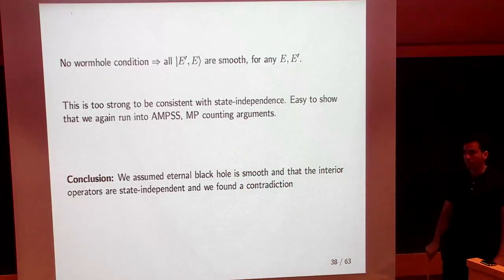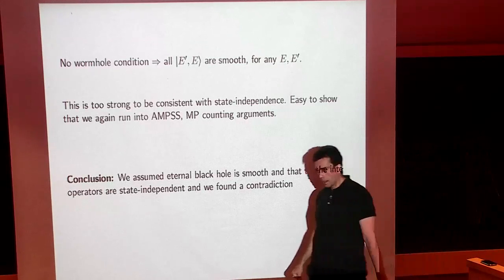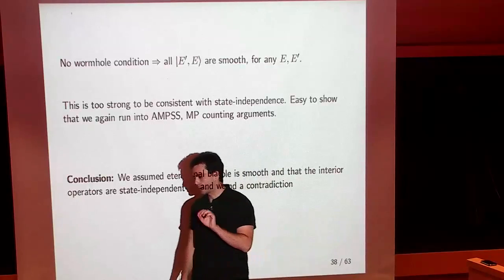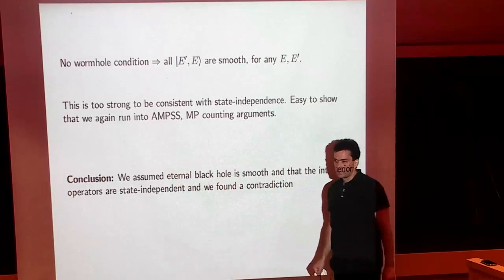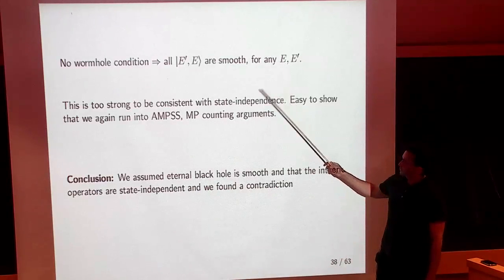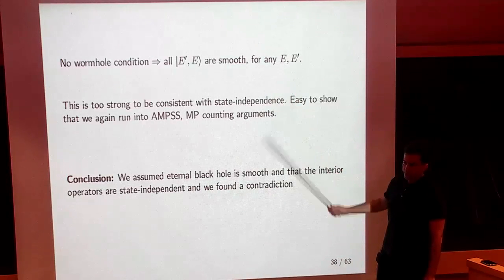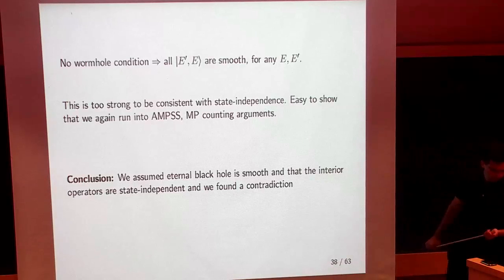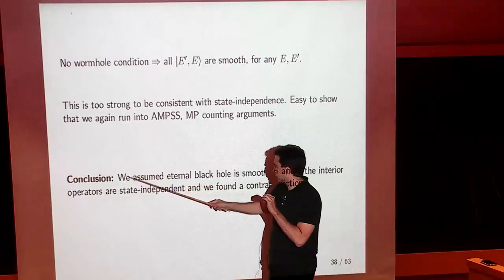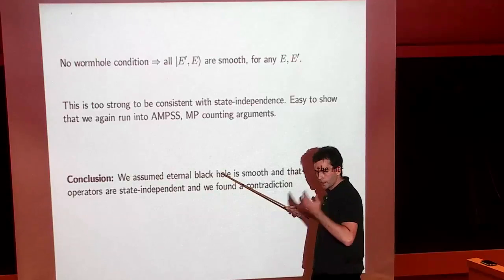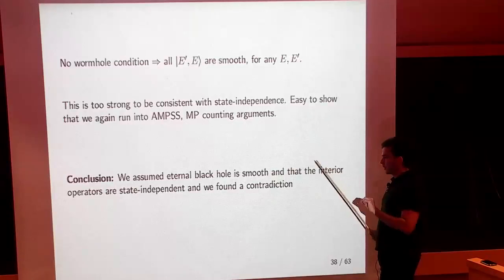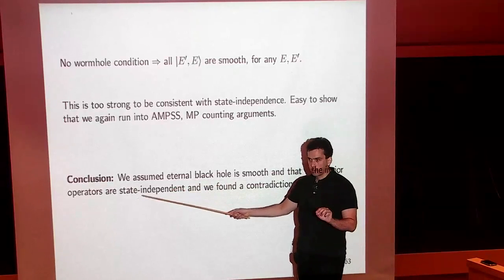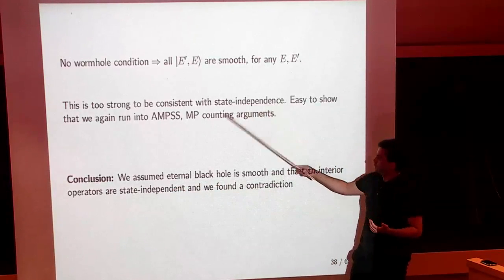But then you're really just relying on the original arguments, right? Yeah. I'm relying on the original arguments. What I want to show is that it is inconsistent to assume that these operators are state independent. I mean, that's what they already argued, right? Yeah, but now we're talking about the eternal black hole. So the summary is the following. We assume that the eternal black hole, as well as the time-shifted states, are smooth. Moreover, we assume that the interior operators are state independent, and we run into a contradiction based on the arguments of AMPS and MP.